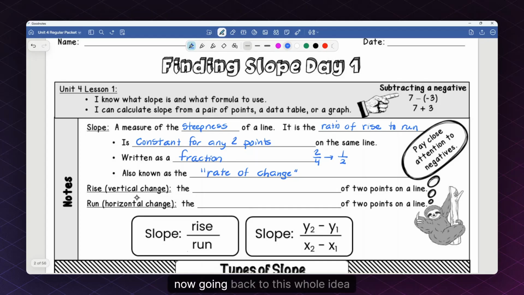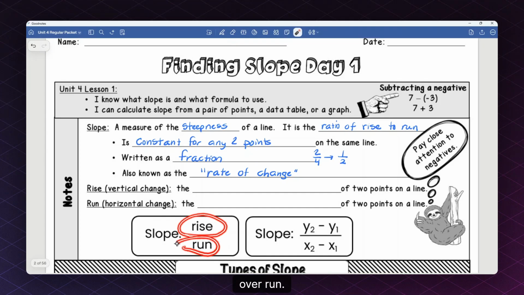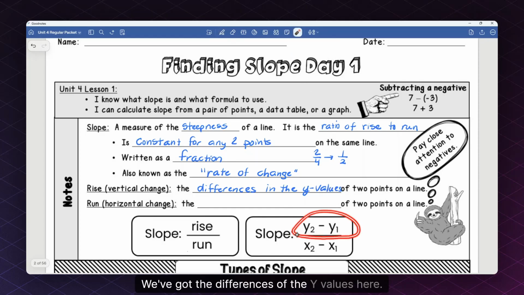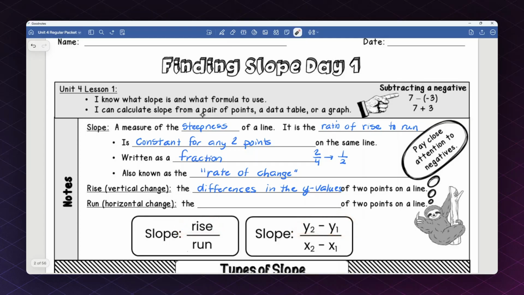Now going back to this whole idea of rise over run. Rise is the vertical change. So it's the change of the up-down part of your line. This is going to be the differences in the y values. You can also see that portion over here. We've got the differences of the y values here. That's the same thing as rise.